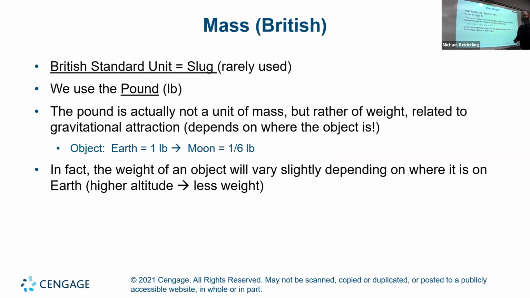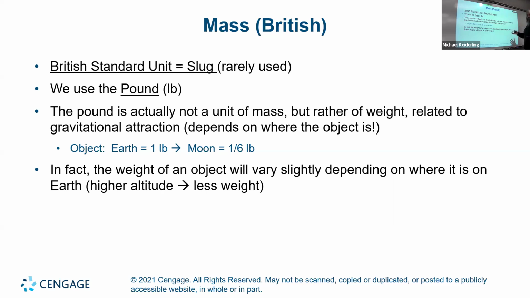The mass unit for the British system is the slug. Nobody uses it. We use the pound, which is technically a measure of force or weight. It's related to gravitational attraction, but it's the measure of how much force gravity is applying to you. But all American engineers use mass pounds, which is the mass of 1 pound under normal standard gravity.